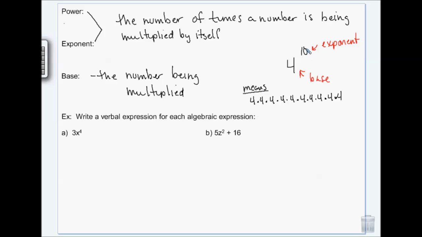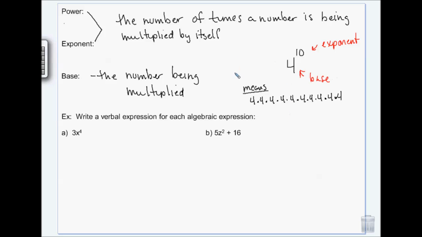And the whole reason that exponents were invented was because it's easier to write 4 with a little 10 over top of it than it is to write out 4 10 times. Or if you wanted to take something to the power of 30, you do not want to have to write that down 30 times. So it's a shortcut.